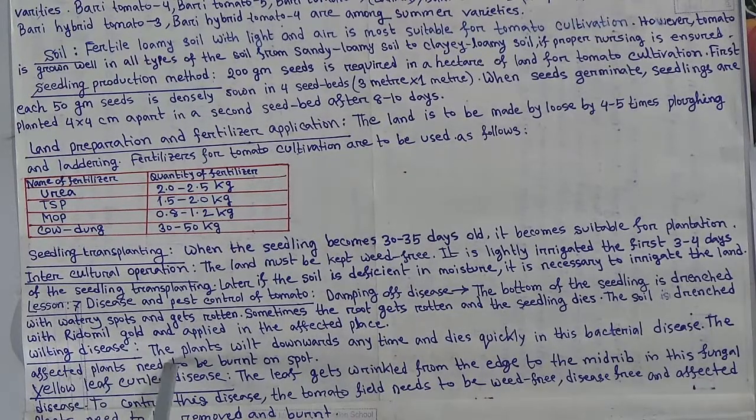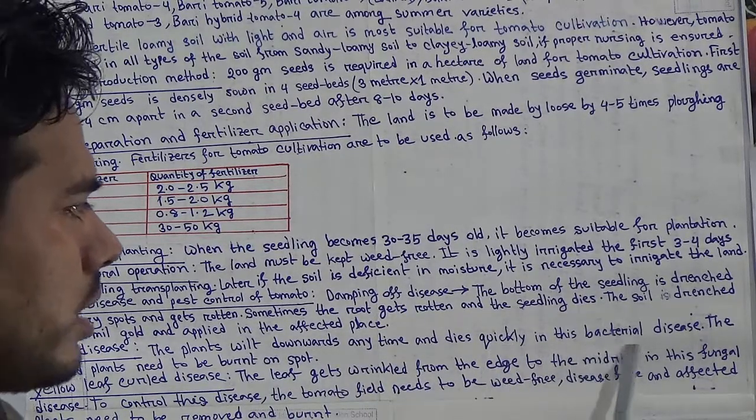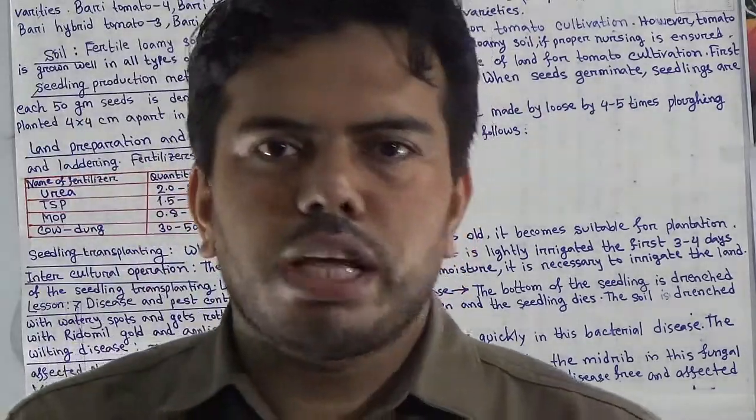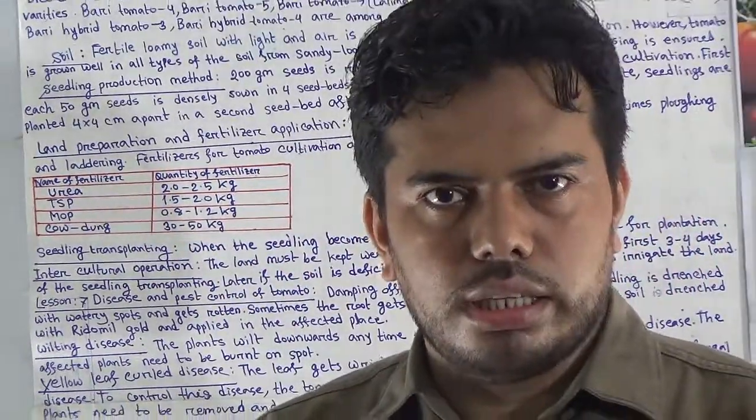Wilting disease is another disease. The plants will droop downwards at any time and die quickly in this bacterial disease. The affected plants need to be burnt on the spot. Your affected plants should be removed quickly. You can burn it.